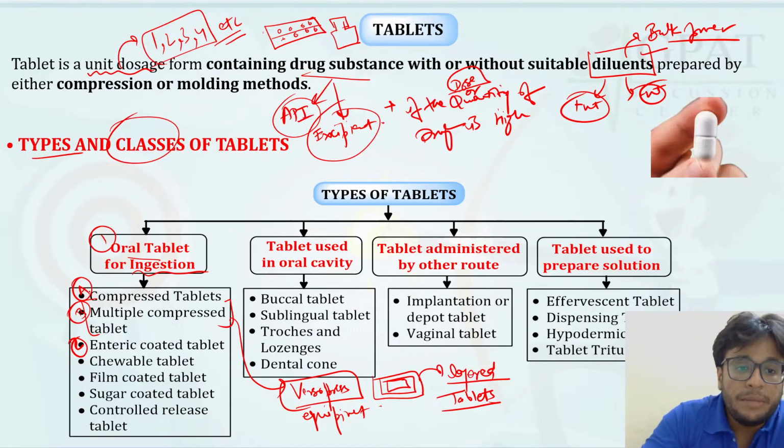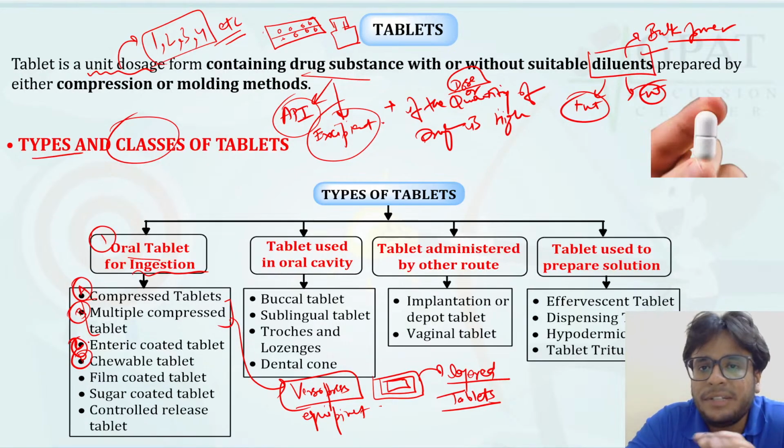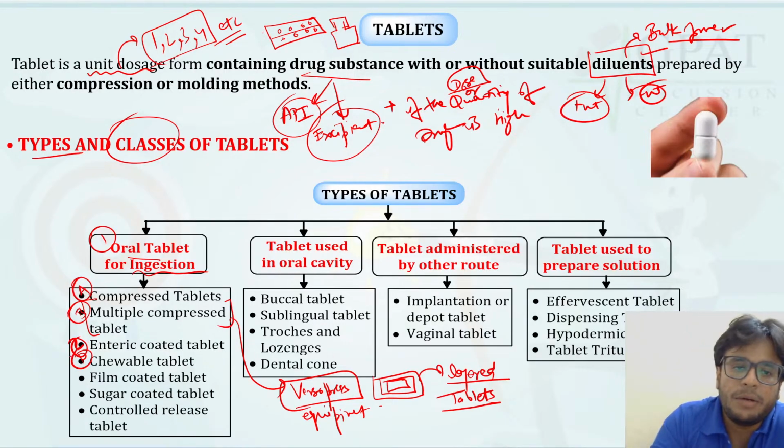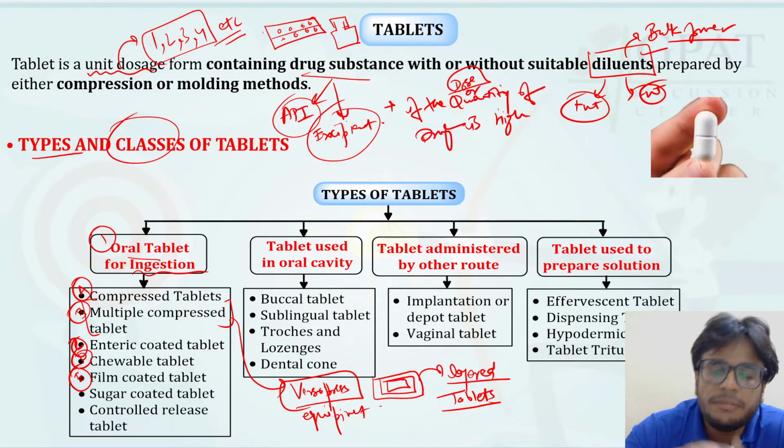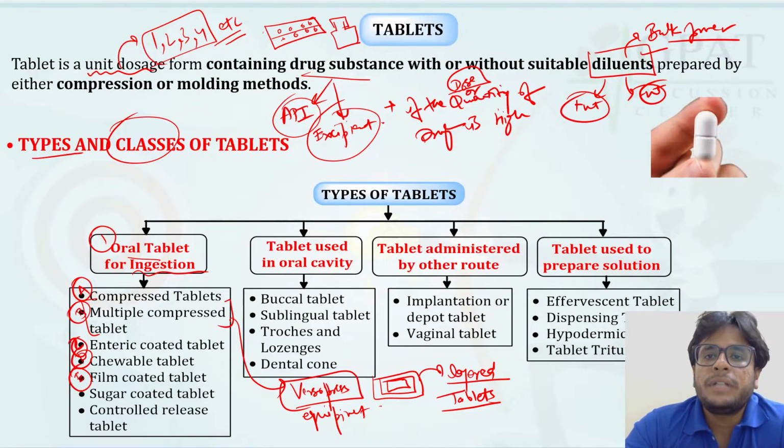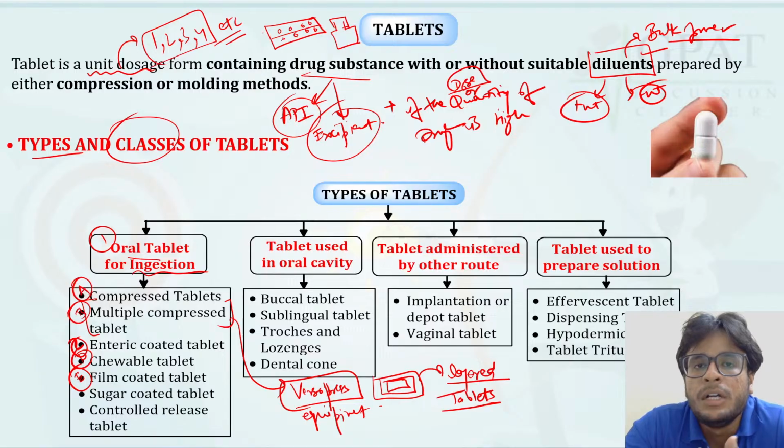Then we come to the chewable tablets. The chewable tablet is chewed in our mouth cavity and will release all its drug content into the mouth cavity. Then we come to the film coated tablet. They have a certain thin film. For taste masking, we sometimes produce the sugar coated tablet, or other times we have to produce the film coated tablet. They have a thin film over them.